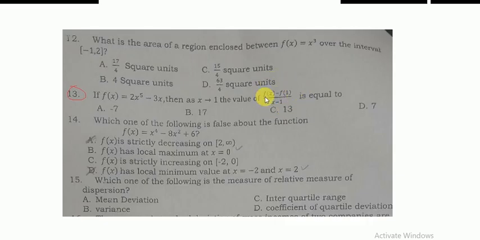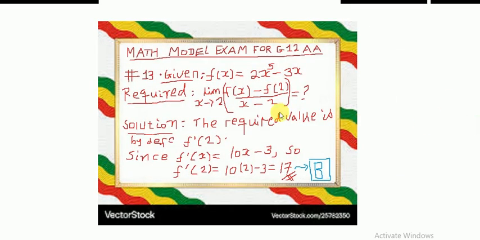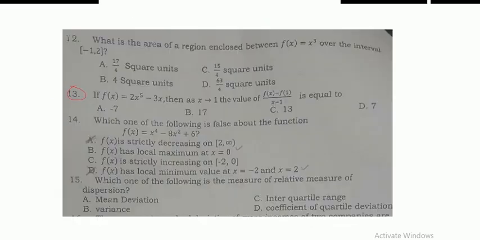Okay, in short, this kind of thing is a derivative, by the way. So what's given? The function 2x raised to 5 minus 3x is given. What's required? This limit. That means when x approaches 1.